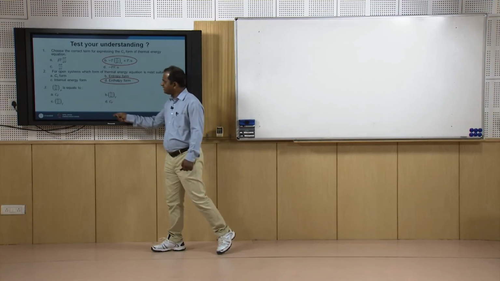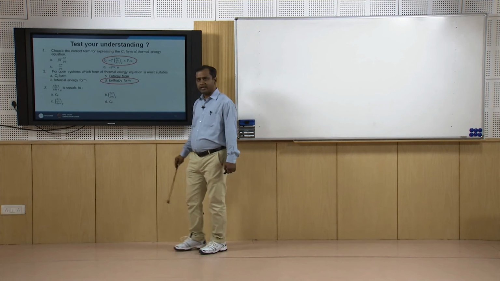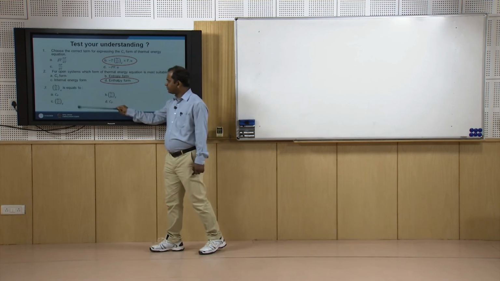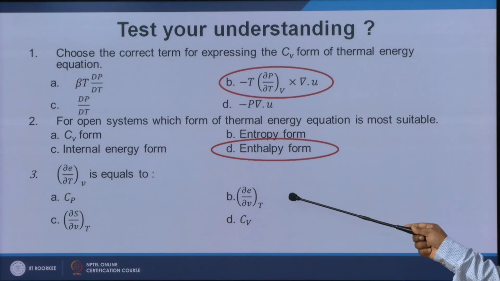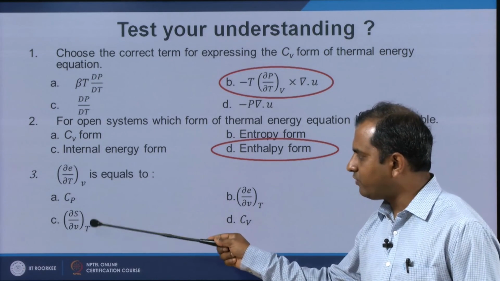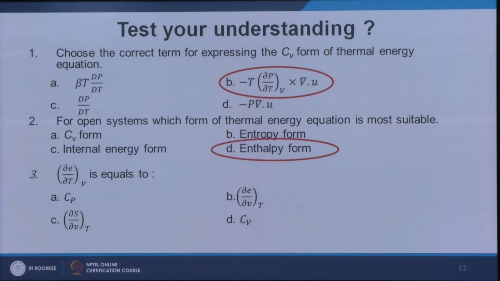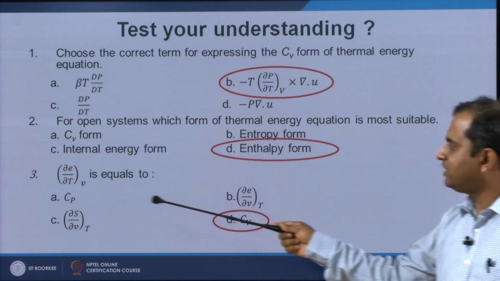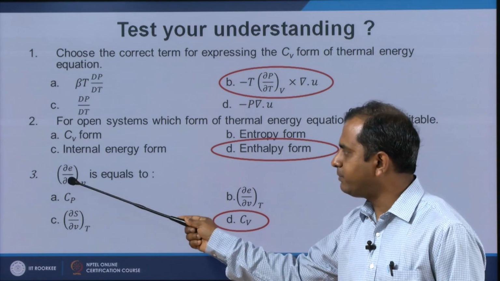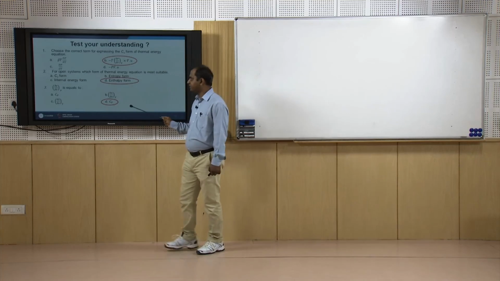The last question goes like this: del T of E at constant volume is equal to, and we have once again 4 options. The first one is CP, the second one is del V of E at constant T, the next one is del V of S at constant T, and the last answer is CV. I think you have understood what the correct answer is. The correct answer is obviously CV, because CV is nothing but, per unit change of temperature, the amount of energy you require at constant V. So, this is the correct answer.